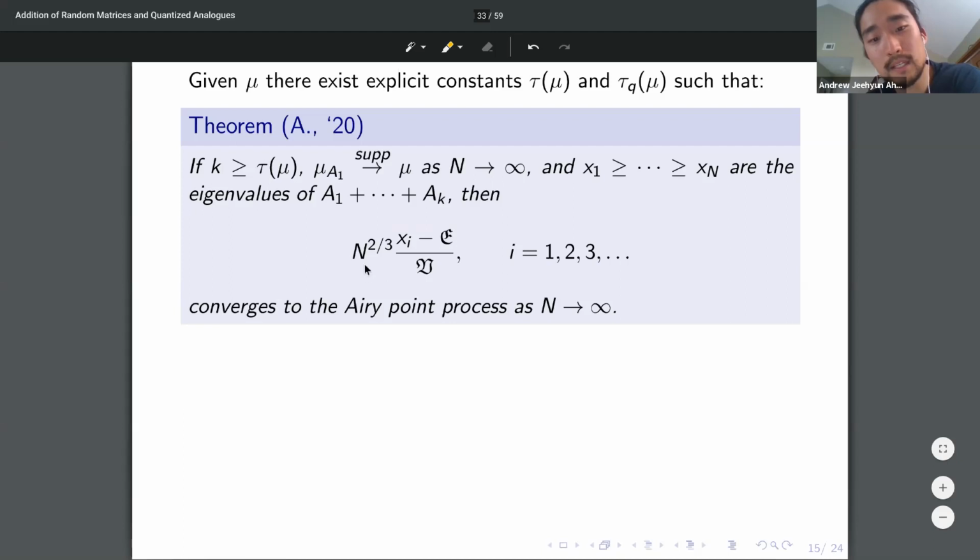rescaling by n to the 2/3 and subtracting out these explicit constants, they're not so important here, but the point is that E is supposed to be the edge, and V is going to be some variance parameter, this should converge to the Airy point process as n tends to infinity.